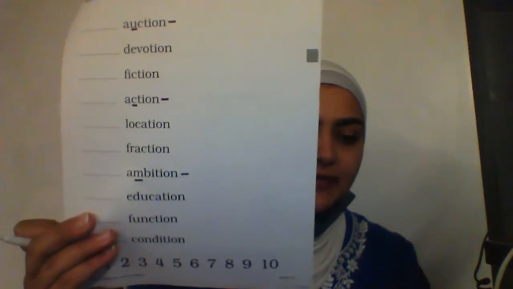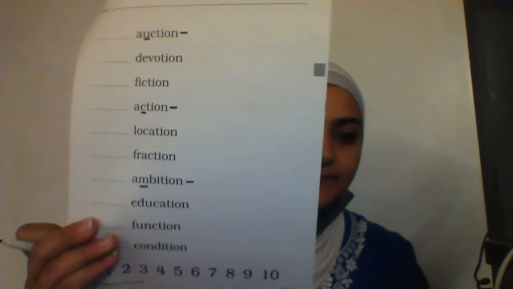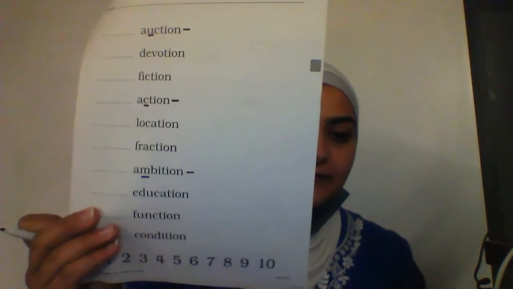So let's look at auction and action. In auction, what is the guide letter? The U. Very good. In action, what is the guide letter? E. In ambition, what is the guide letter? M. So you underline those guide letters, okay? All right, now I'm going to look at the list again. Do I have any words that start with a B? No. How about C? Yes. How many C words do I have? One. Condition. So what is the guide letter in condition? C. I'm going to underline that guide letter.